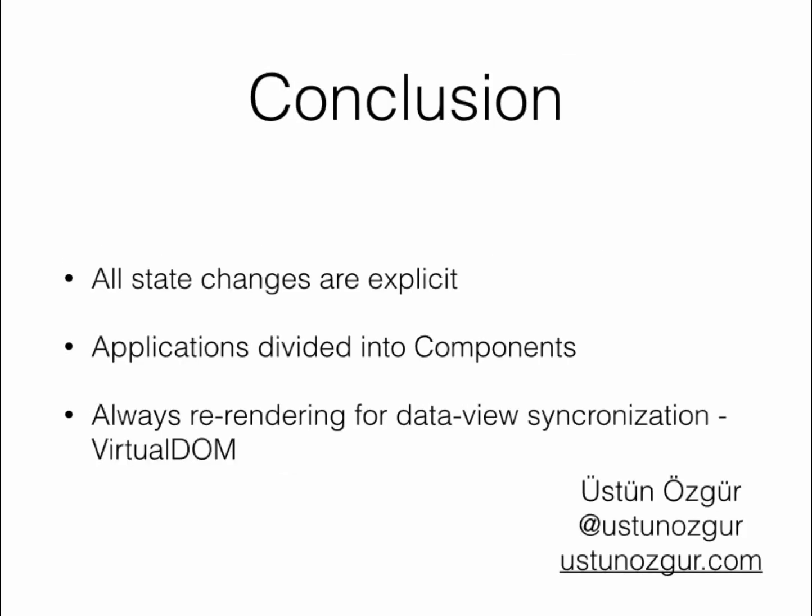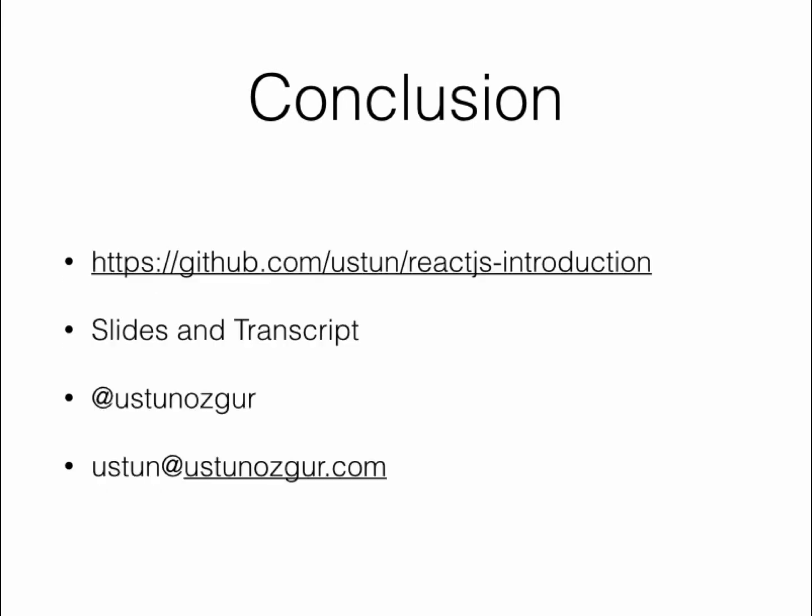So in conclusion, React has 3 rules. All state changes are explicit, applications have to be divided into components, and we have to always re-render data so that there is no synchronization problem. And React achieves this through the use of a data structure called virtual DOM, which it diffs instead of the real DOM.